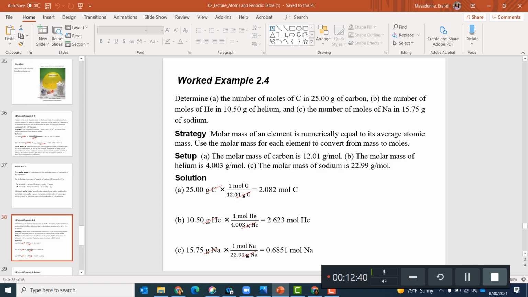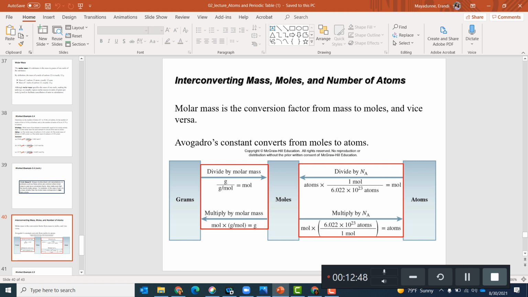So I have some questions here. 25 grams, so you divide by the molar mass like that. And then I want to show you this one. This has a lot of important information. Okay, you have moles, grams, and atoms. Moles, in order to convert to grams, you multiply by molar mass. Then grams, to convert to moles, you divide by molar mass. Moles to atoms, multiply by Avogadro's number. Atoms to moles, you divide by Avogadro's number.